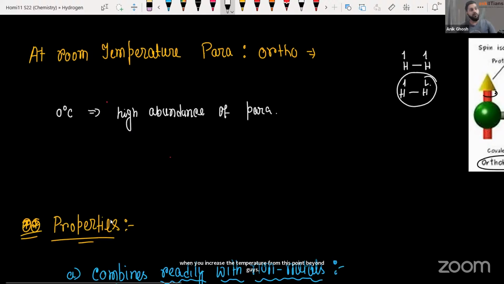So let's say I'm talking about room temperature. At room temperature, para is 3 times ortho. Not even at room temperature, even beyond that. Let's say we go beyond room temperature.